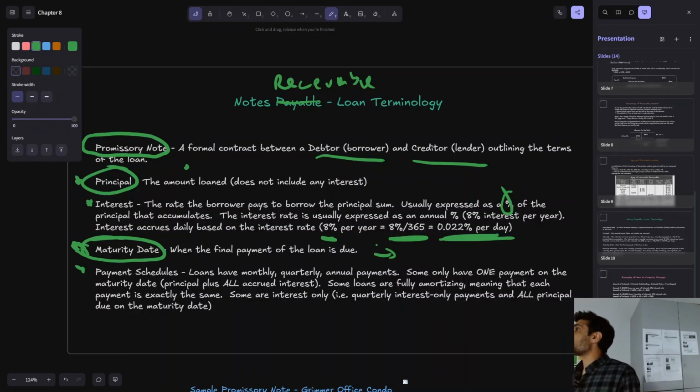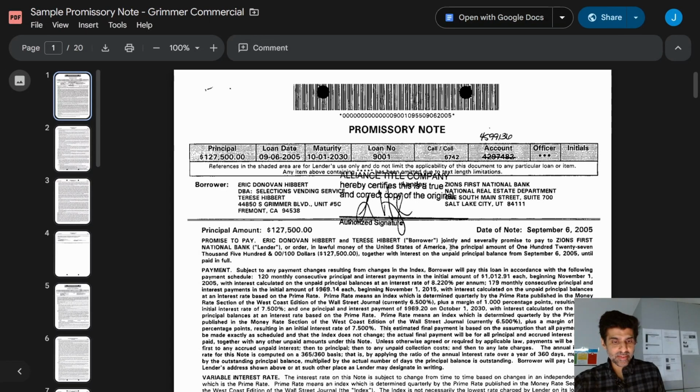But if it's a fixed interest rate loan, you can plot the maturity date, how long the term of the loan is, as they say. You can have an exact calendar of how much every payment is for the whole life of the loan. Okay, and that calendar and that tabulation is called a payment schedule. So this is an example of a promissory note.